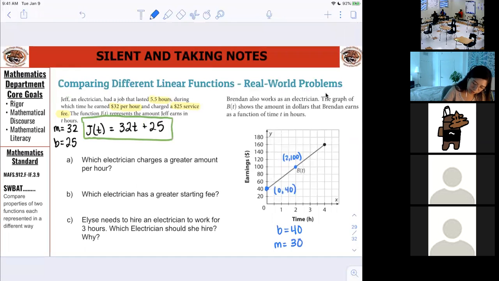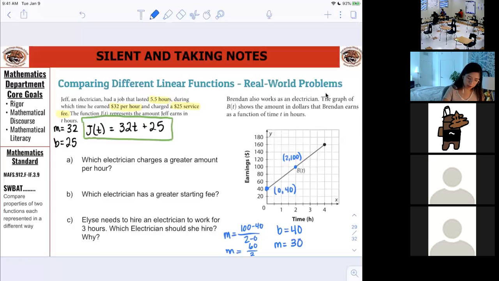If you plug it in, this would be 40 minus 100. Wait, other way around, my bad. 100 minus 40 over 2 minus 0. 100 minus 40 gives me 60. 60 divided by 2, that's how we get 30.